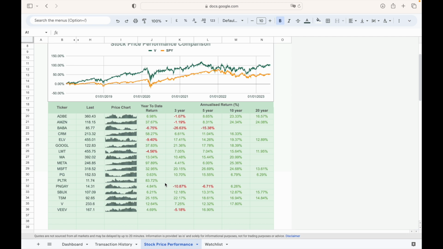Additionally, it's crucial to consider the annualized return over a longer time period. Stocks like Google, Meta, and Amazon, which I hold in my portfolio, have delivered impressive double-digit annualized return over the past 10 years and 20 years.